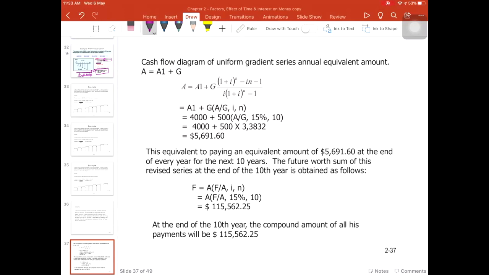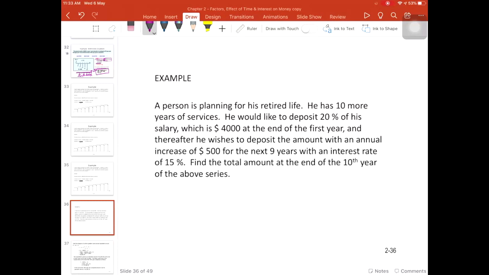Yeah, it's a base one. It's 4,000 ringgit, and then the gradient is 500. So 4,000 plus AG, 15%, 10. We'll get 5,961. Because the question asks about the future, if you see that the future is F over A, correct? F over A. Future, you have to find F. A is given. But in this question, A is not given yet. But you have to find it because the other information is given. You have to find it.